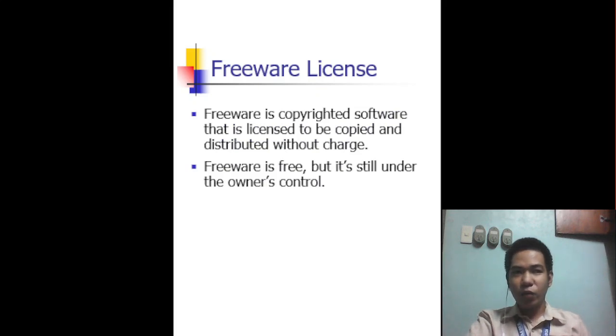So all of the things that you are downloading over your Play Store that have no charge are considered to be freeware license. You can use them, you can play with them. An example is ML, again, Mobile Legends. You can actually download that for free without even paying anything. That's considered to be freeware license.